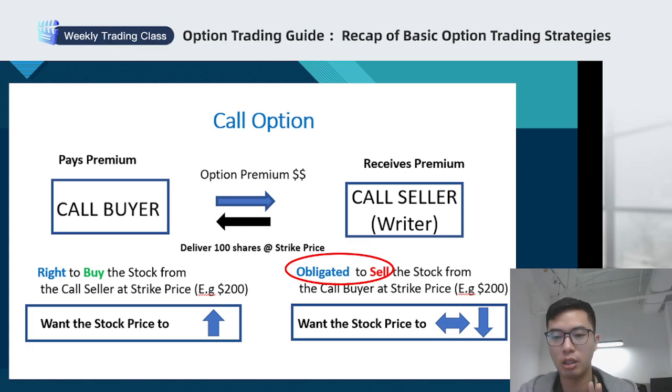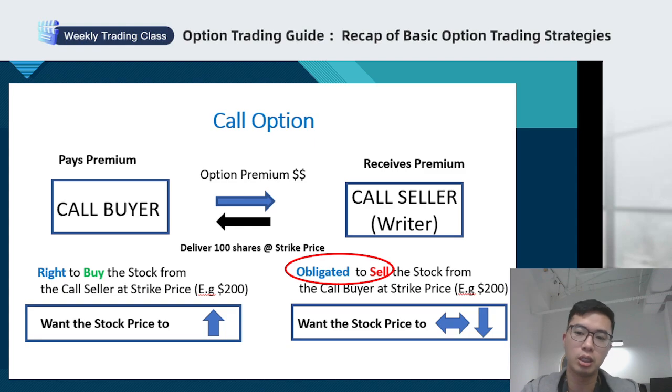I'll just make a recap again about what call options are. Here you can see that in call options there is a call buyer and also a call seller. The call buyer will pay the premium to the call seller, and the call buyer has the right to buy or not, and the call seller is obligated to sell the stocks to the call buyer based on the strike price. The call buyer wants the price to go up, and the call seller wants the stock price to go sideways or even go down.